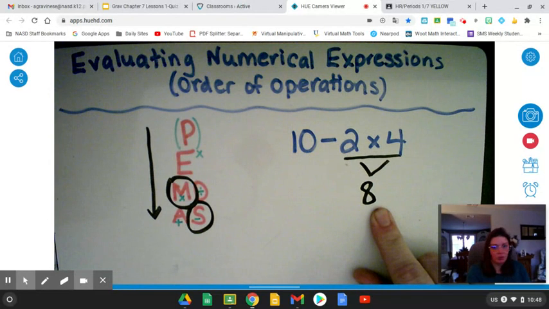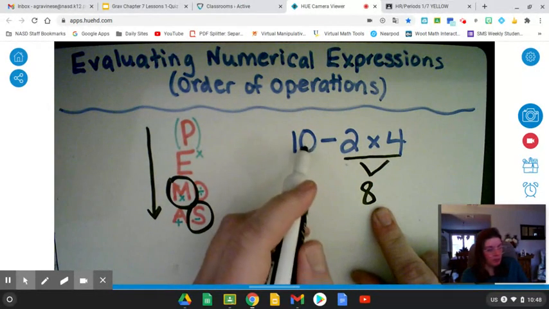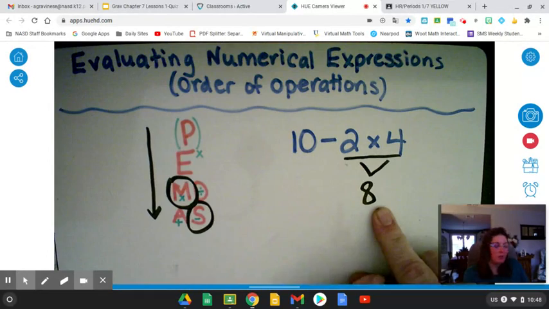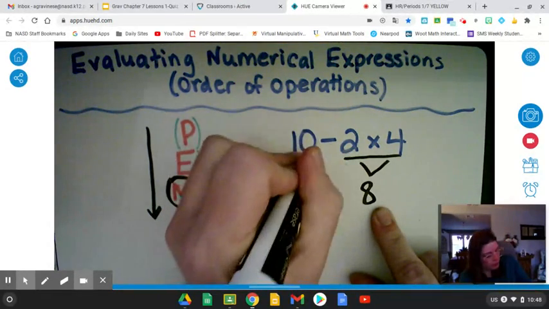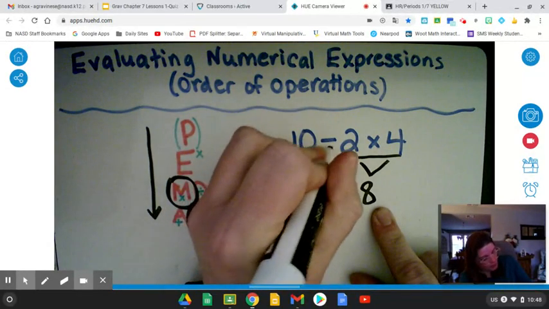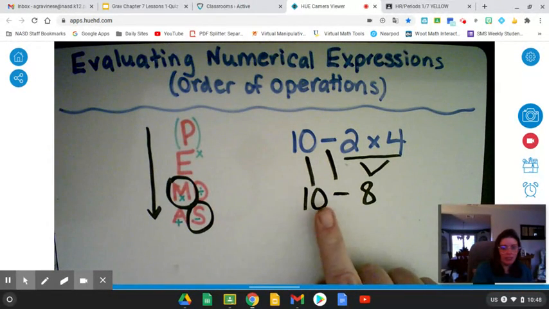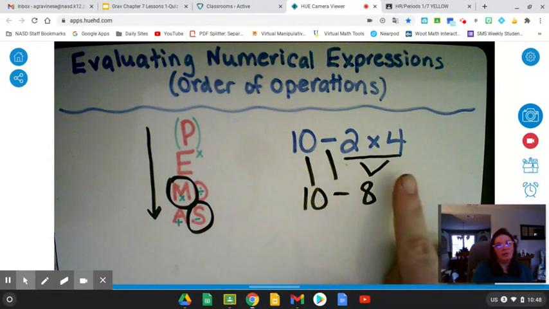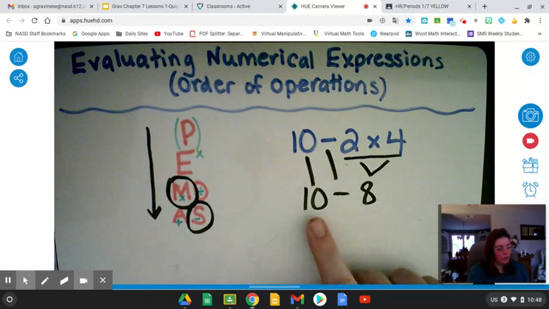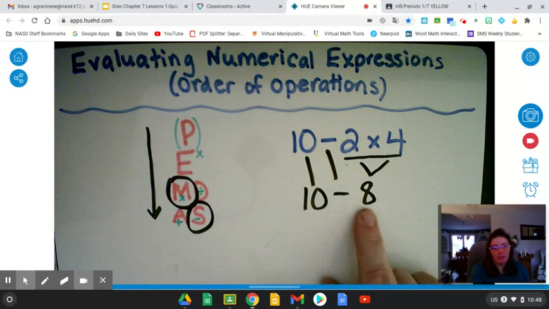Now, I used the 2 and the 4, but I have not used 10 minus. So I have to rewrite the 10 minus. And notice that I keep them on this side of the 8. If I were to move them over here, it might change the answer to my problem, and in this case it would. So now I have 10 minus 8.